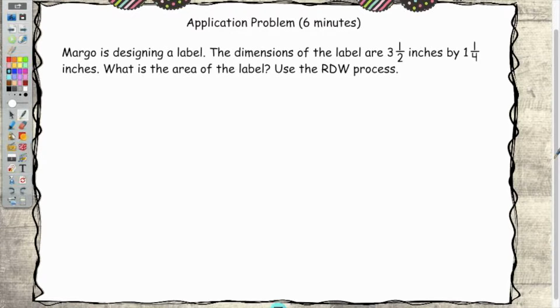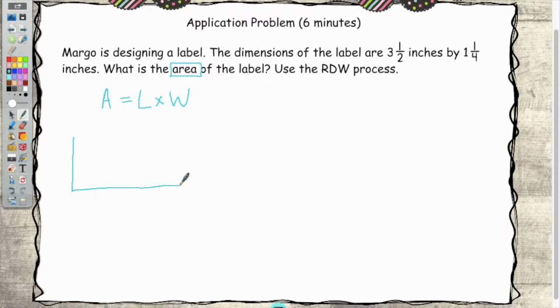Okay, Margot is designing a label. The dimensions of the label are 3.5 inches by 1 1/4 inches. What is the area of the label? What do I do when I figure area? Multiply. Okay, what do I multiply? Length times width, okay? It says use the RDW process to solve this.